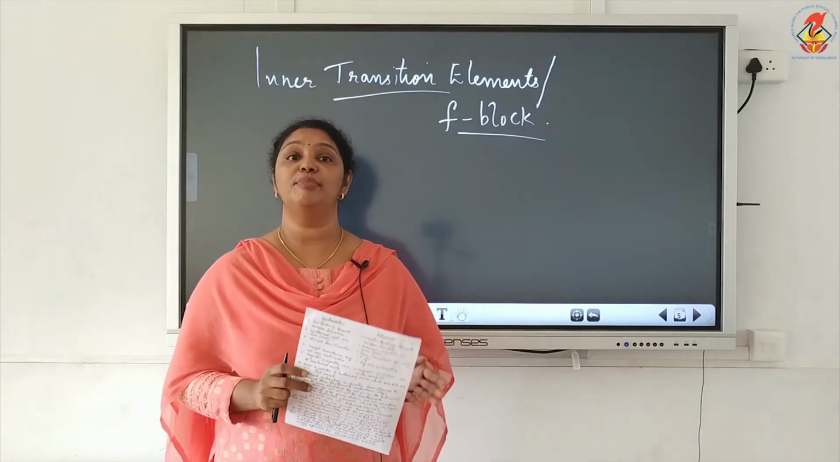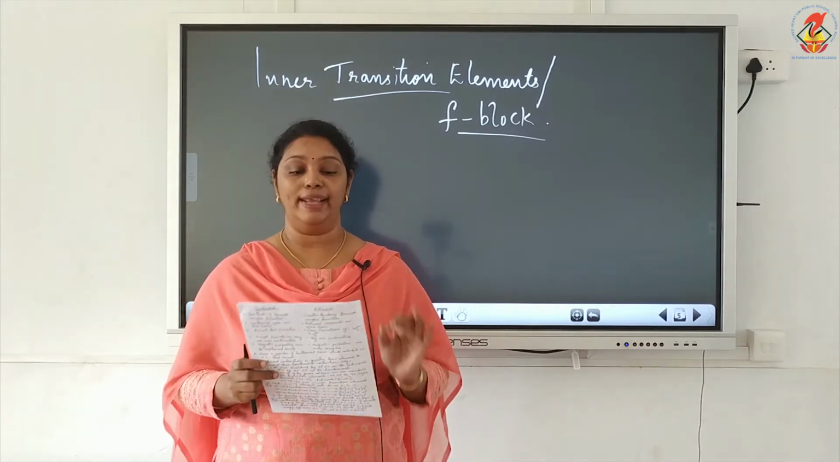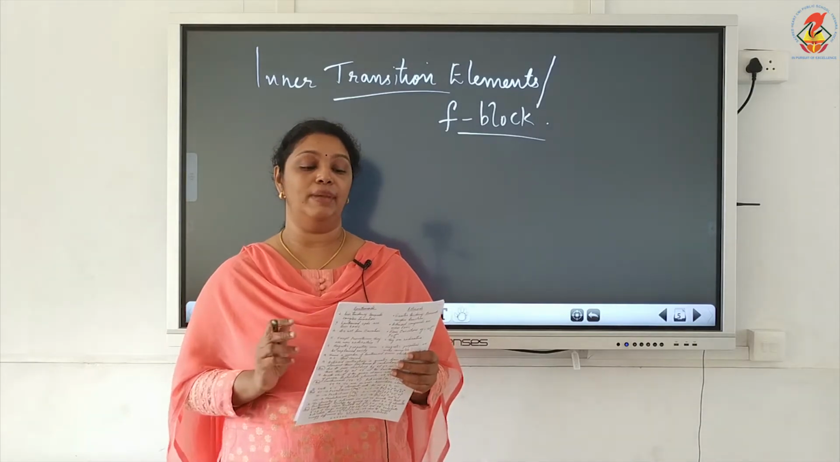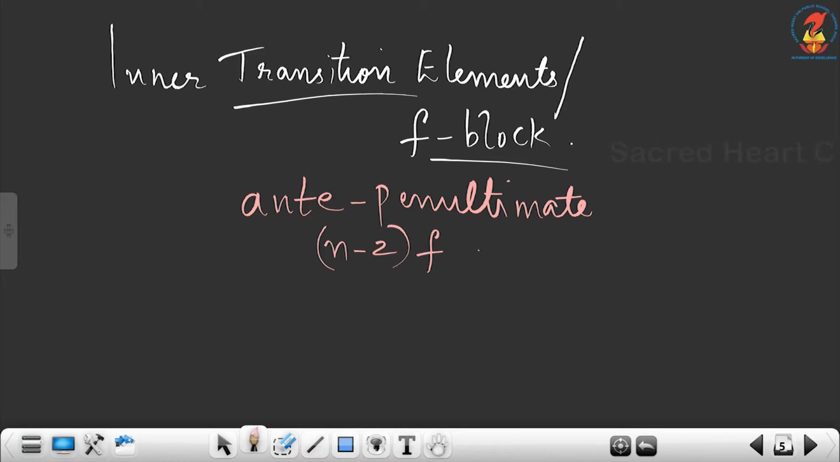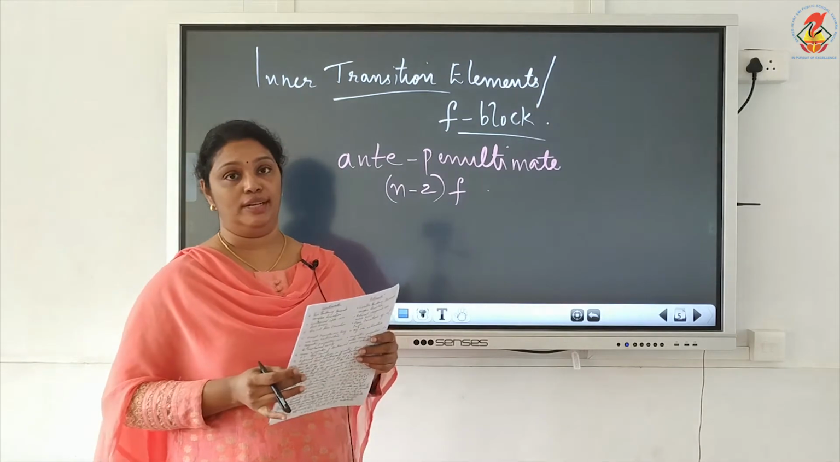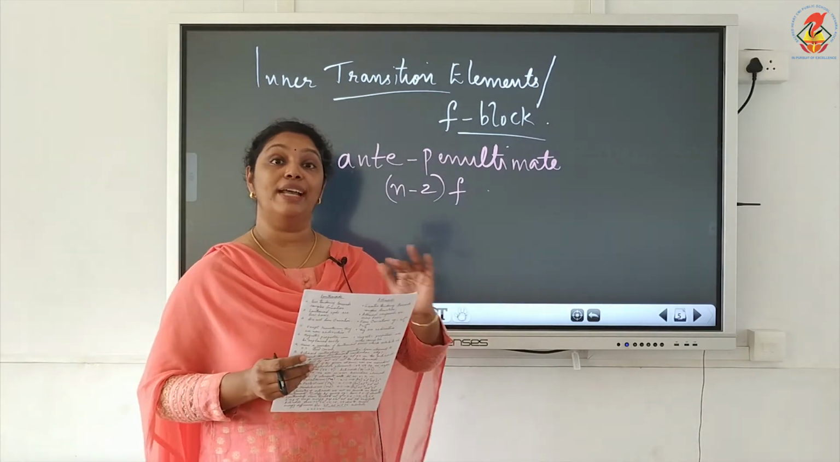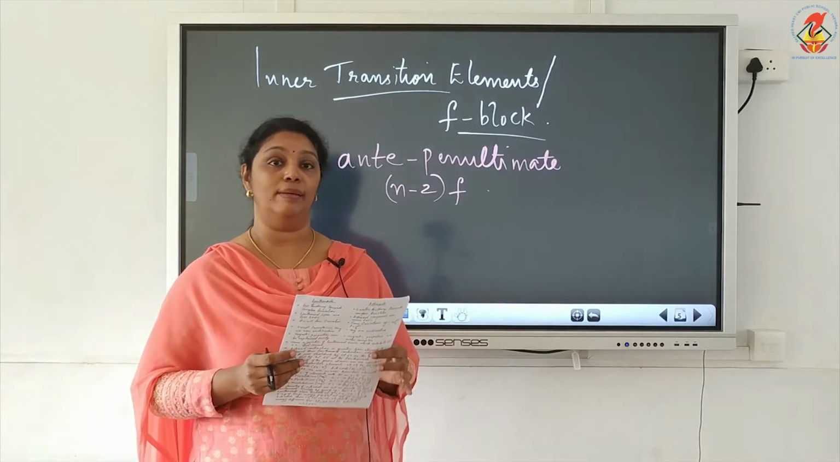Why are they called F block elements? They are called F block elements because the last electron enters the anti-penultimate energy level. Anti-penultimate energy level means the n-2 f orbitals, which are inner to the penultimate energy level. They form a transition series within the transition series, so they are called inner transition elements.